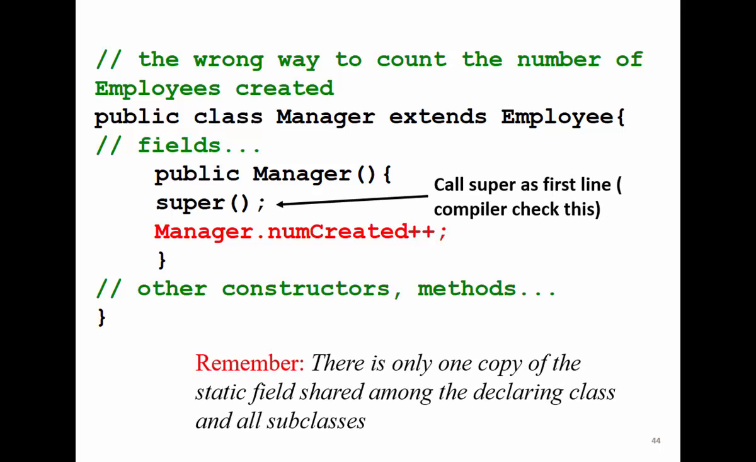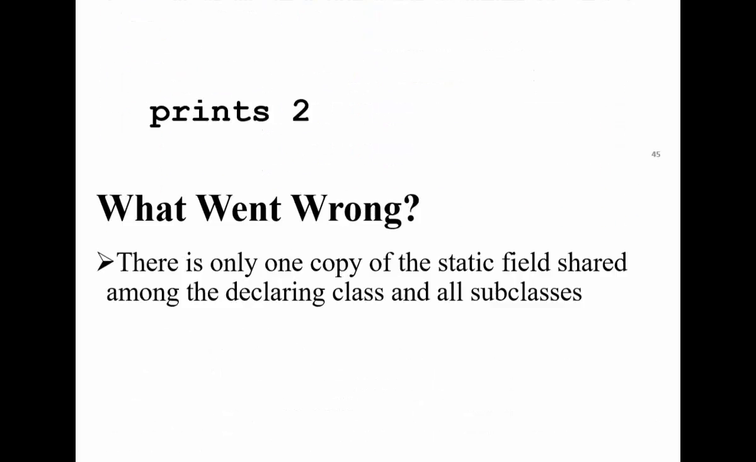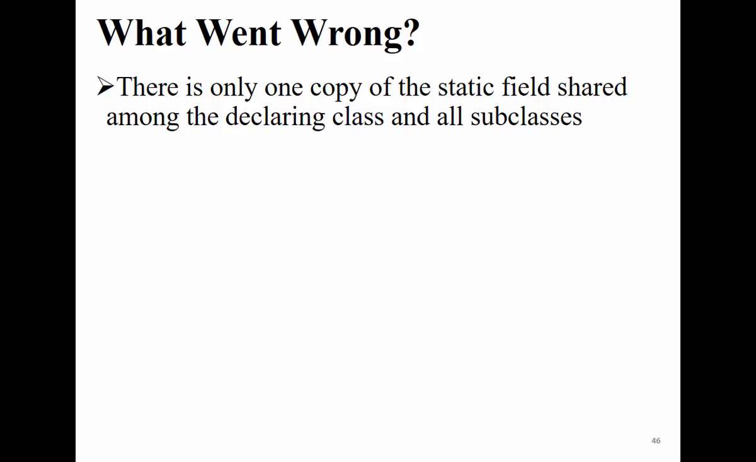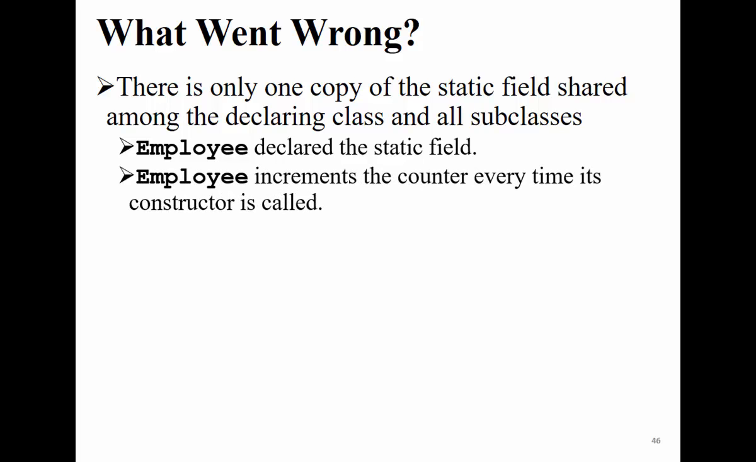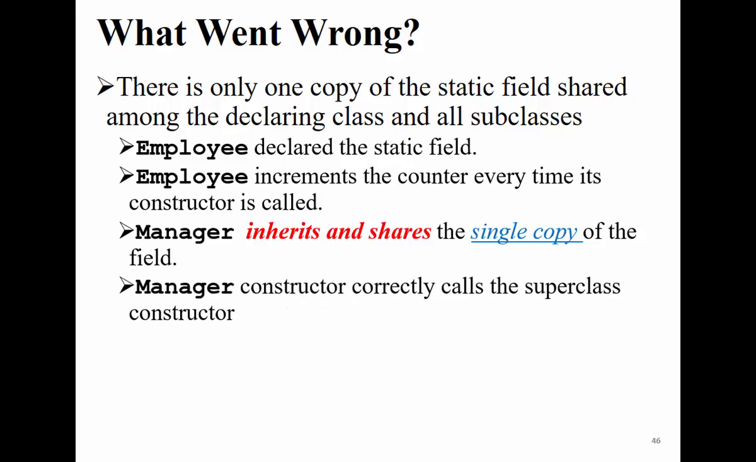So now someone creates this code. Do you think this is good? How many employees are created? It will print 2. This is wrong. Even if we create only 1 manager and don't create any employee, we're going to have 2. Why? Because we have only 1 copy of the static field. Employee increments the counter whenever its constructor is called, and this static field is inherited inside Manager, and there is only a single copy.